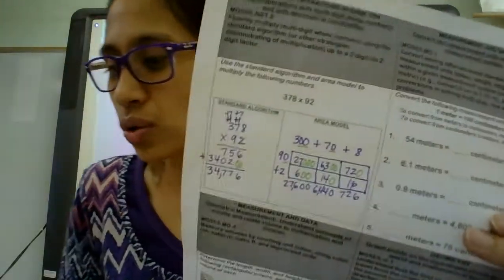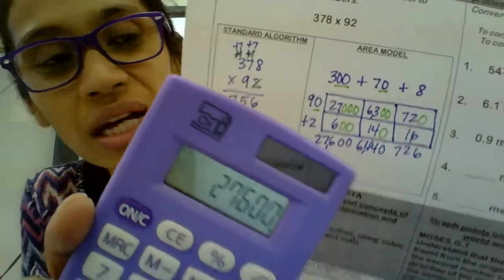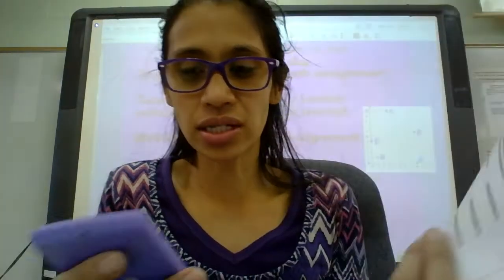All right. So let me try that again. 27,000 plus 600 equals 27,600. So that's right. 6,300 plus 140. 6,440. That's right. What's going on here? 720 plus 16. That's where I messed up.